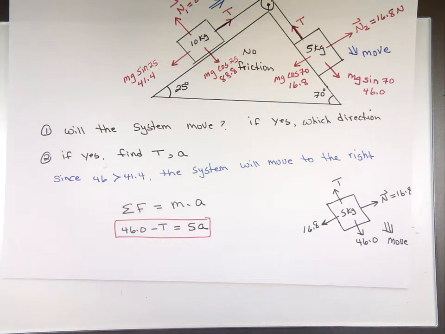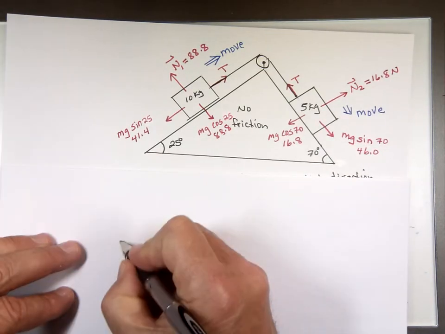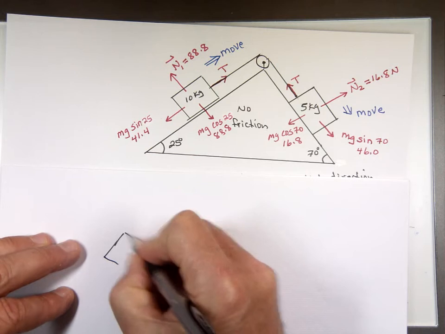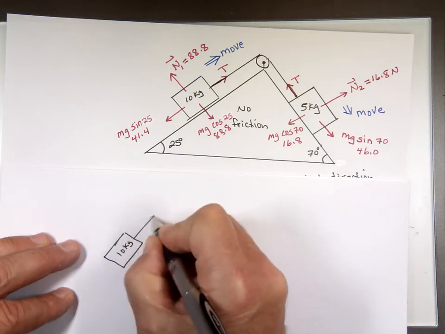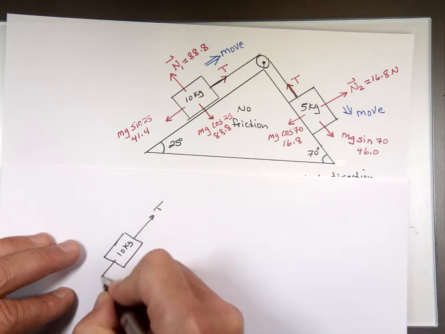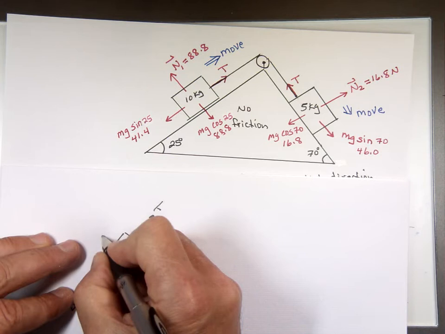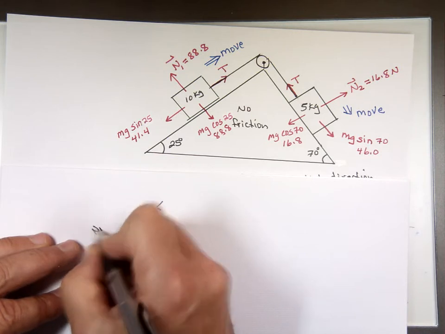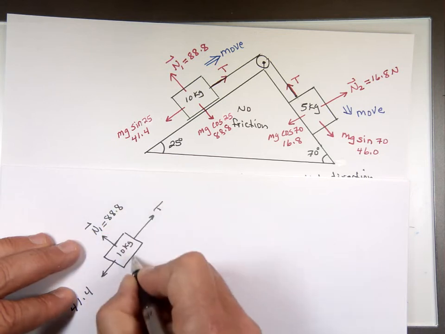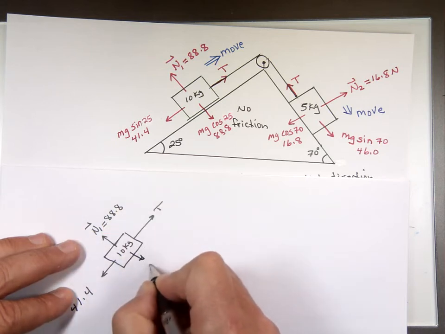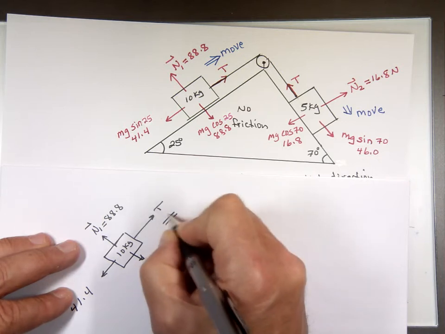The other one, let's draw that picture here. It looks like this. 10 kilogram. We have T up there. 41.4 down. We got the normal force, which is 88.8. And we got the component of the weight in this direction, which is 88.8. And which way are you moving? You move in that direction.